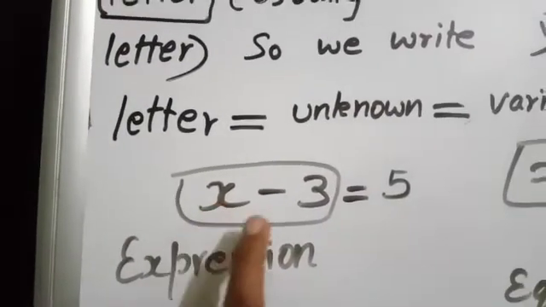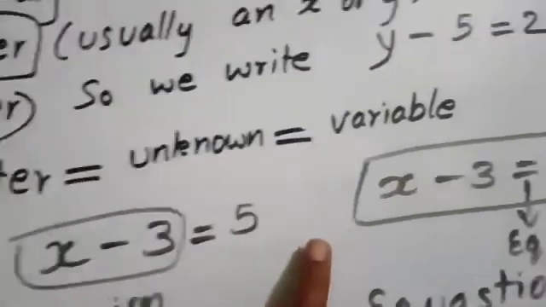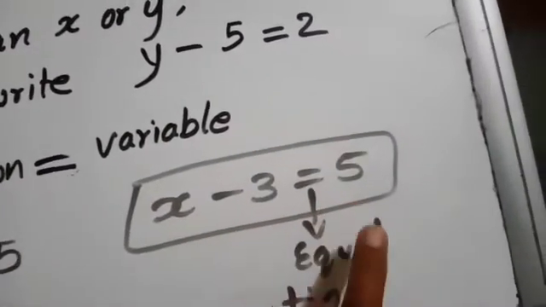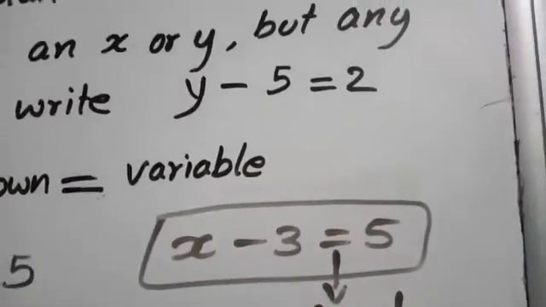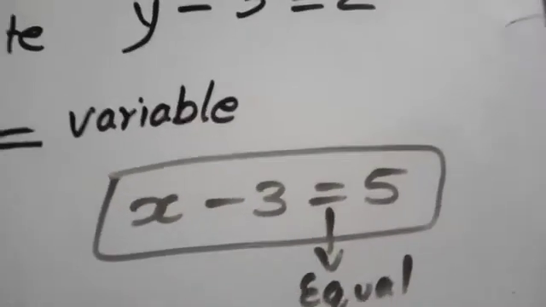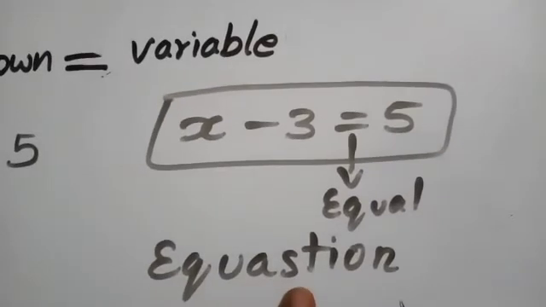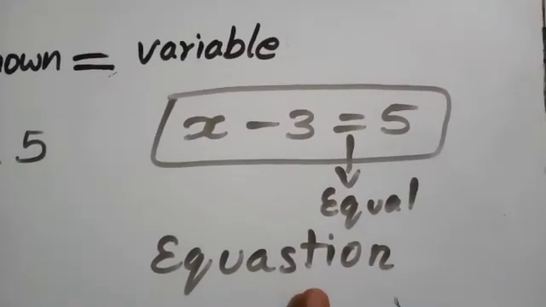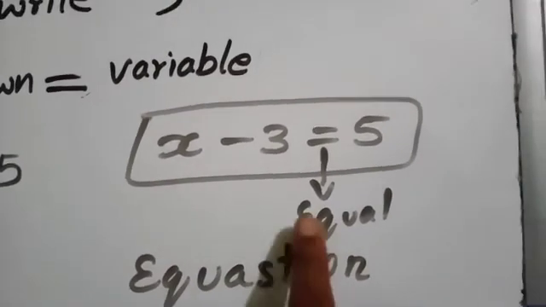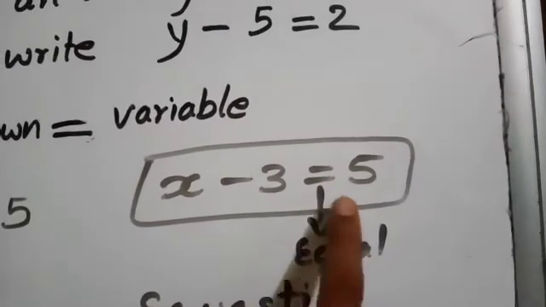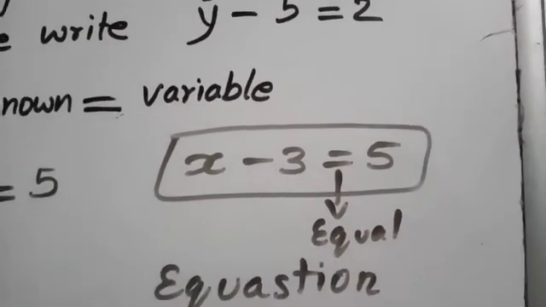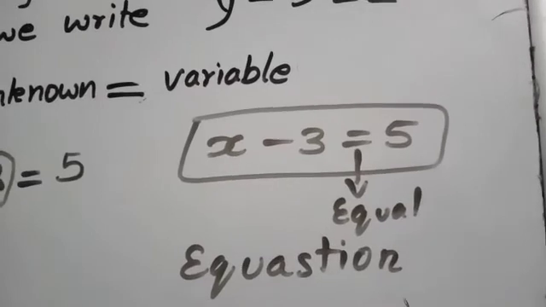expression, x minus 3. But when there is an equal symbol, when there is x minus 3 is equal to 5, this we call an equation. What do we call it? Equation. Why do we call it an equation? Because here there is an equal symbol, so we call it an equation.